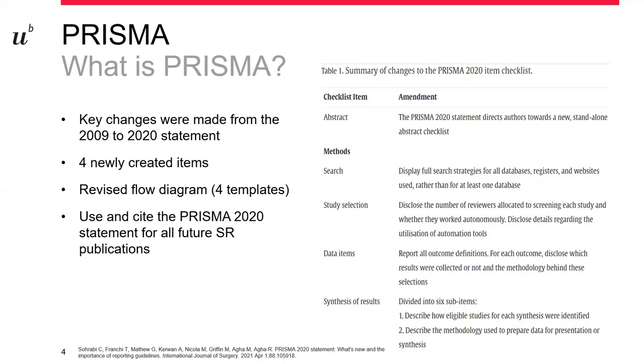materials in the review. And with this update, there's also a revised flow diagram, and there are actually four templates, and this would depend on if you are doing a review or an update of review and how extensive you will be searching in terms of resources. And it is important now, because of the update, that researchers use and cite the most current PRISMA when they're reporting their systematic review.